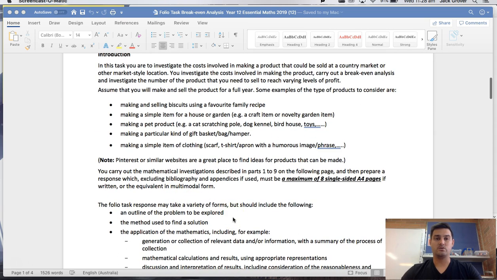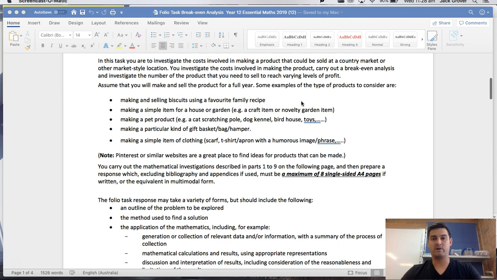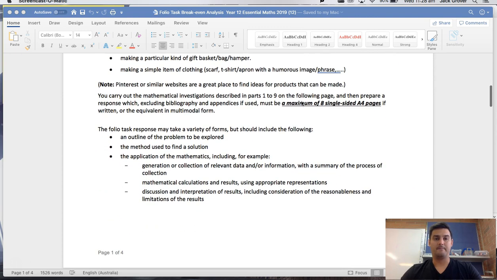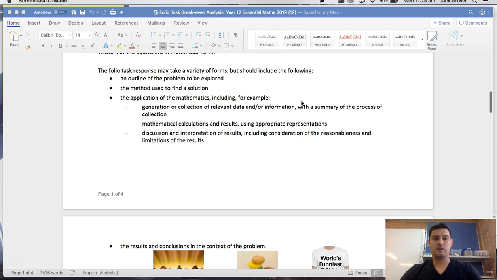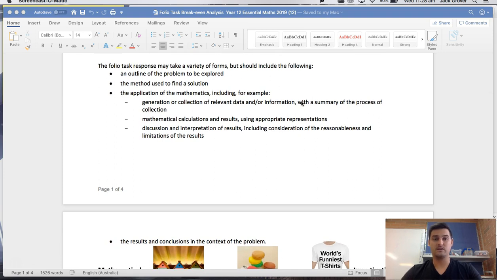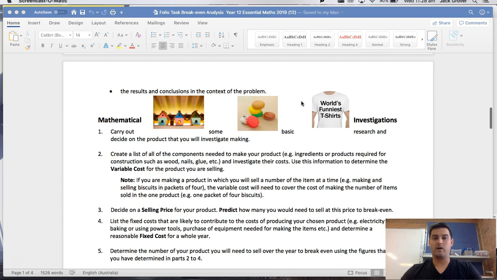You also need to do a bit of background on the things you'll need, the things you've actually investigated. I recommend definitely doing screenshots of prices of things you'll need to buy to make whatever you're actually going to be selling. And then we get into your calculations. Once you've figured out what you're making and how much it's going to cost you to make, then you need to figure out how many of them you actually need to sell.